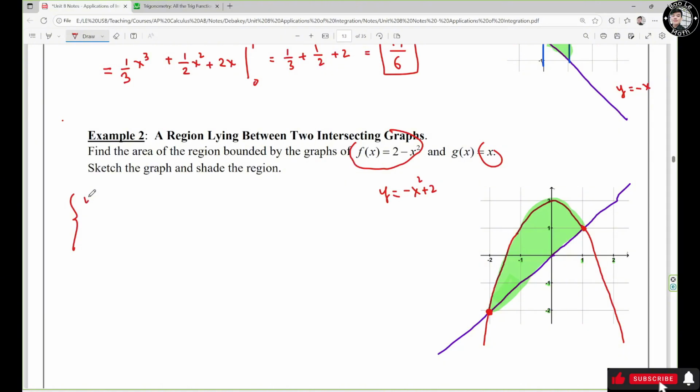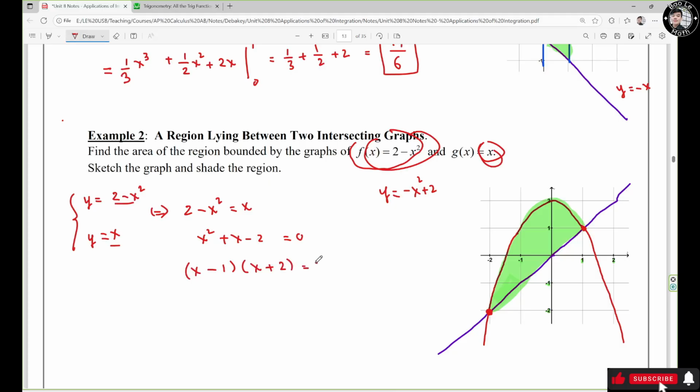The first one is y equals 2 minus s squared, and the second one is y equals s right here. So we just let this one and this one be equal. So we have 2 minus s squared equals s. So we need to solve for s. It's going to be s squared plus s minus 2 equals 0. We're going to factor this one out. So it's going to be s minus 1 times s plus 2 equals 0.